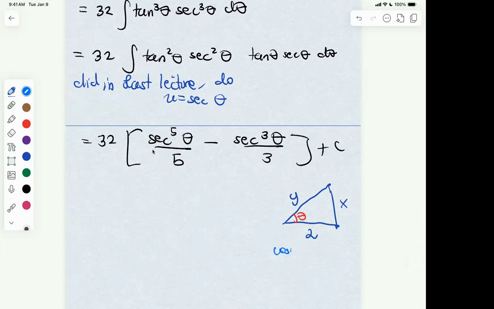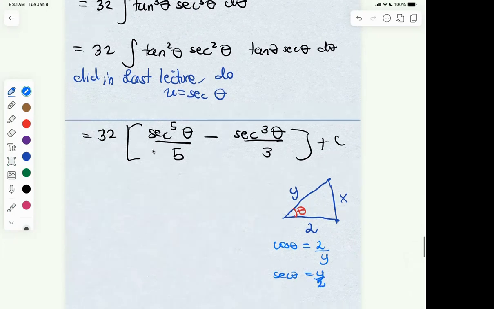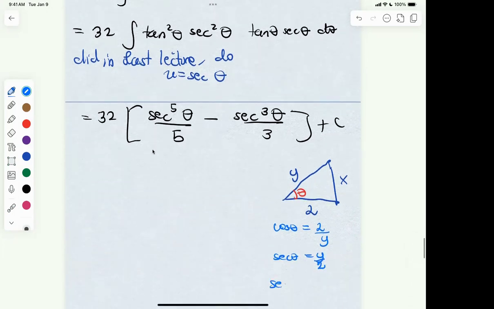So cosine of theta again is 2 divided by y, and so secant of theta is y divided by 2, right? That's reciprocal, but y is coming from Pythagoras' theorem, right? So y is the root of 4 plus x squared, and all of this was divided by 2.